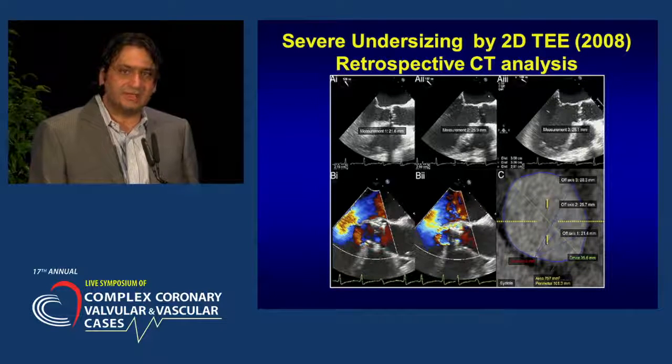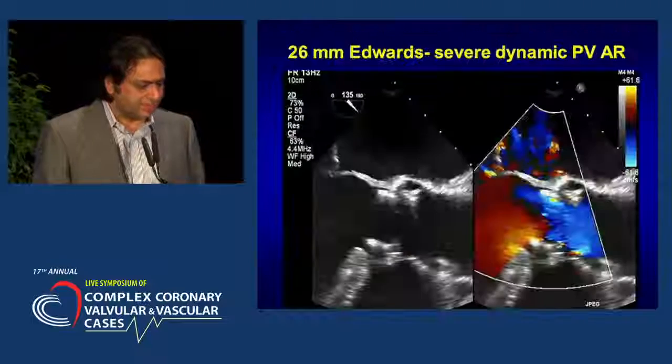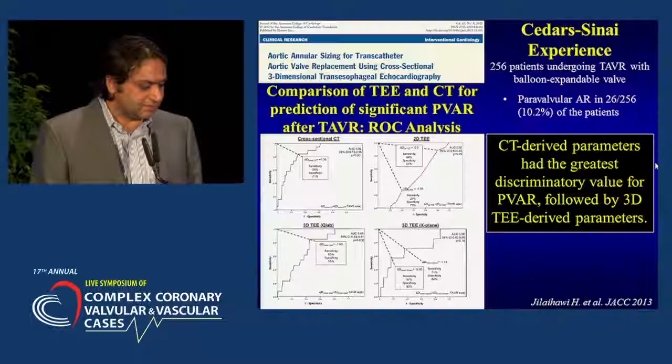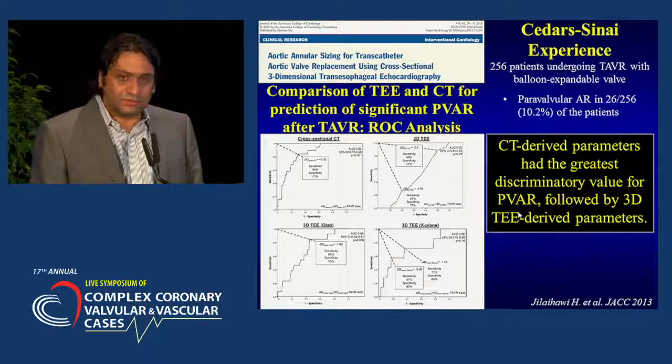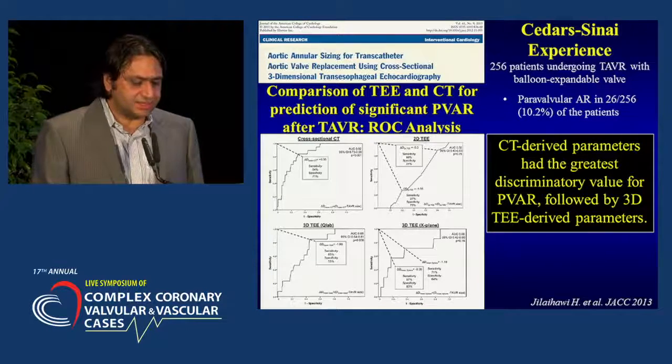This was grossly undersized. No wonder this patient actually had severe AI and had to undergo aortic valve replacement. And here is actually the picture of this particular patient where you can actually see the valve rock, I guess. Not. So what we did was, Dr. Hassan Jalavi, who's one of my associates, he basically looked at this in a very systematic fashion and basically showed us that CT-derived parameters actually had the greatest discriminatory value for preventing paravalvular leak.